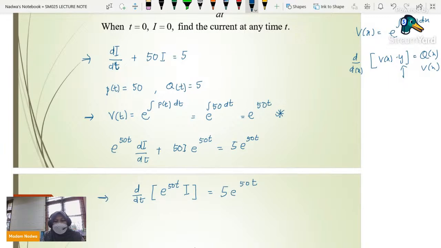Alright, now kita buat macam ni untuk hilangkan D over dt ni. So how to actually cancel off this differentiation? We have to integrate both sides. So when we integrate both sides, we actually have e to the power of 50t multiply with I is equals to integration of 5, kita boleh letak luar, e to the power of 50t dt.